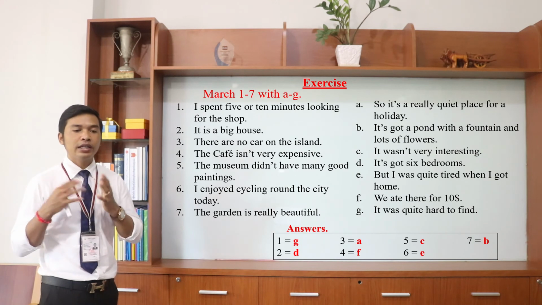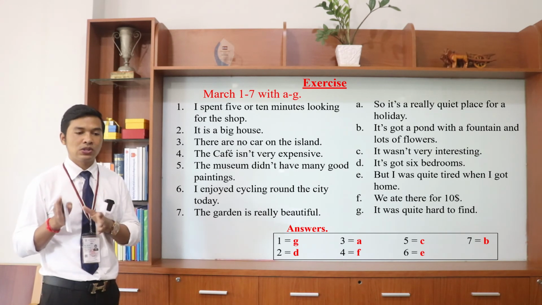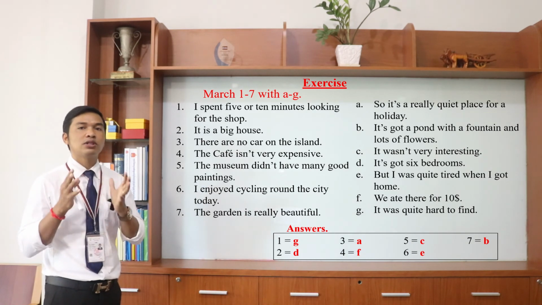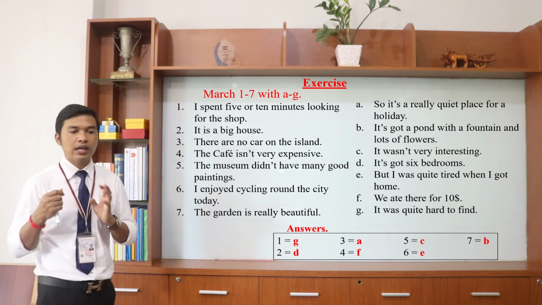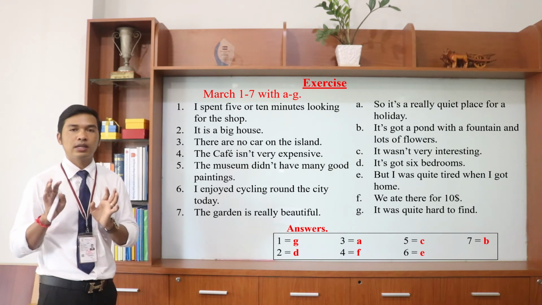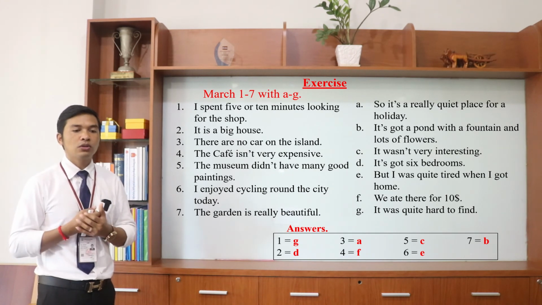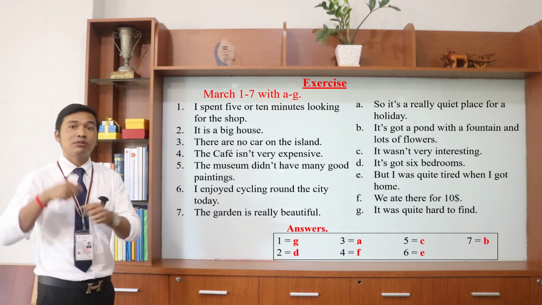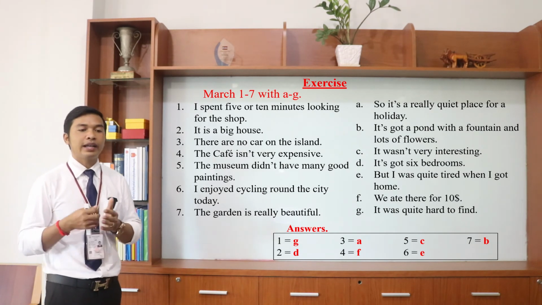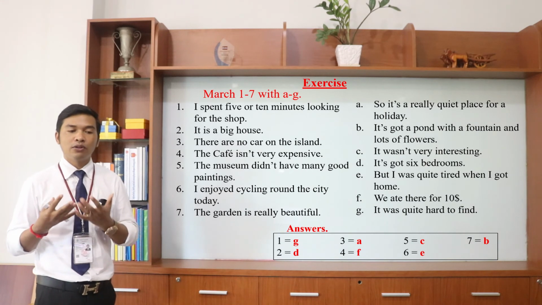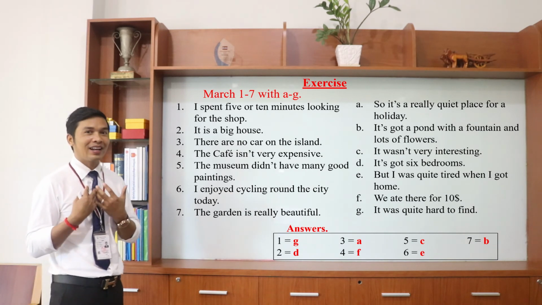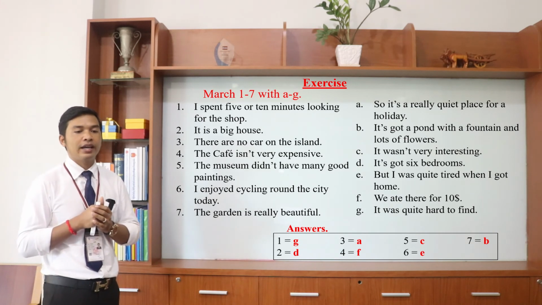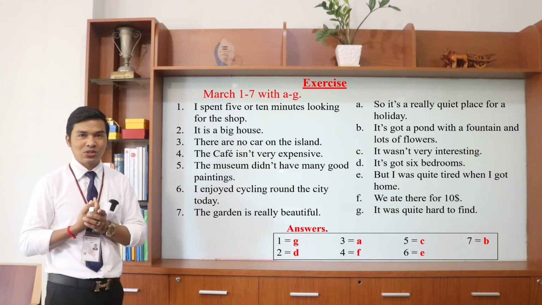And number 5, the museum didn't have many paintings. It should go to letter C. So it wasn't very interesting. And number 6, I enjoy cycling around the city today. So number 6 should go to letter E. But I was quite tired when I got home, right? After cycling. And the last one, the garden is really beautiful. So the last letter is letter B. A pond with the fountain and a lot of flowers.